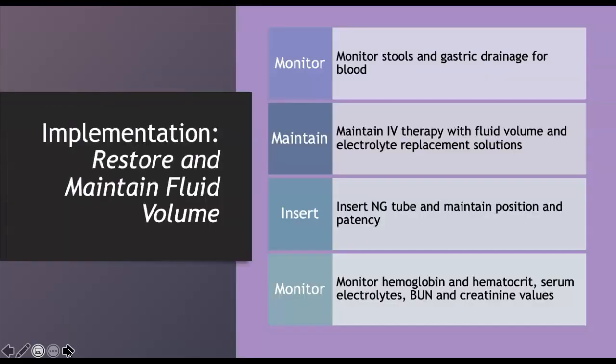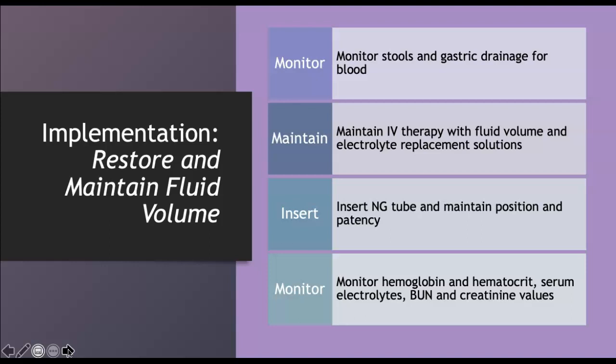Just some other nursing interventions that you can use with peptic ulcer disease. Monitor the stools and gastric drainage for any type of blood, and make sure you know the medical terminology for the exam: hematemesis, hematochezia, melena. Those types of terms, because typically we're going to use those medical terms on your exam. If they have an IV, you're going to maintain that IV therapy to make sure they have sufficient fluid volume. If there's an NG in place, make sure it's in the proper area and it's patent.